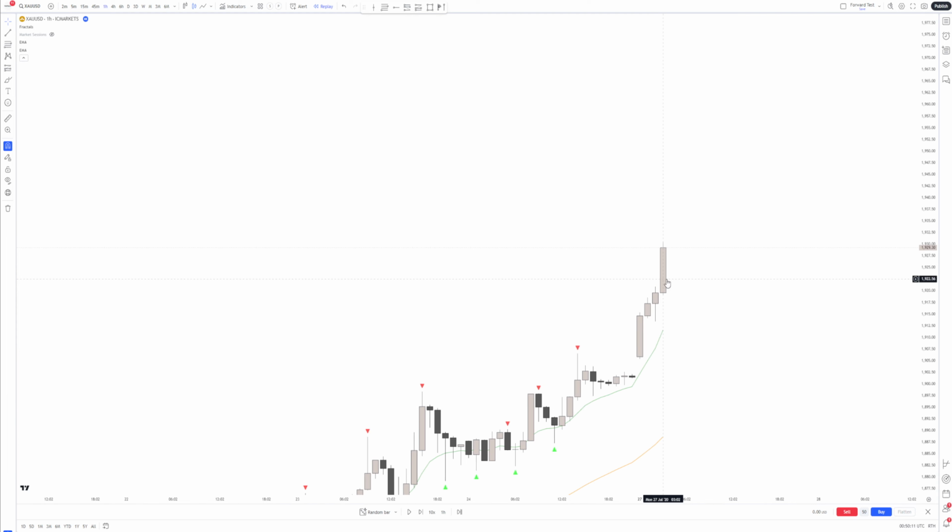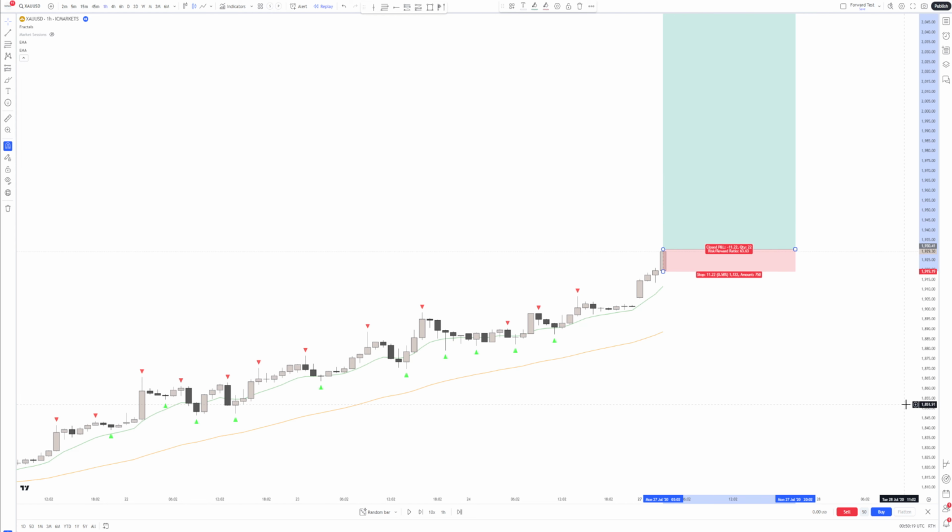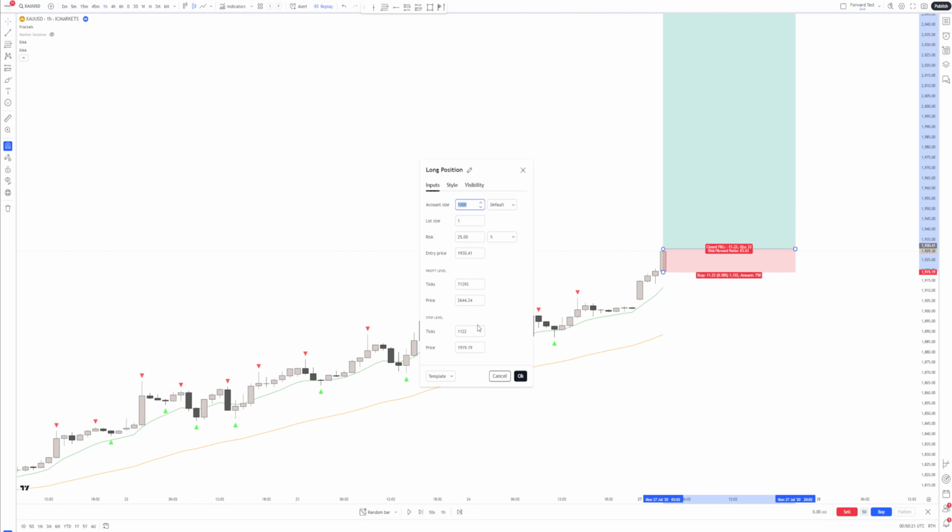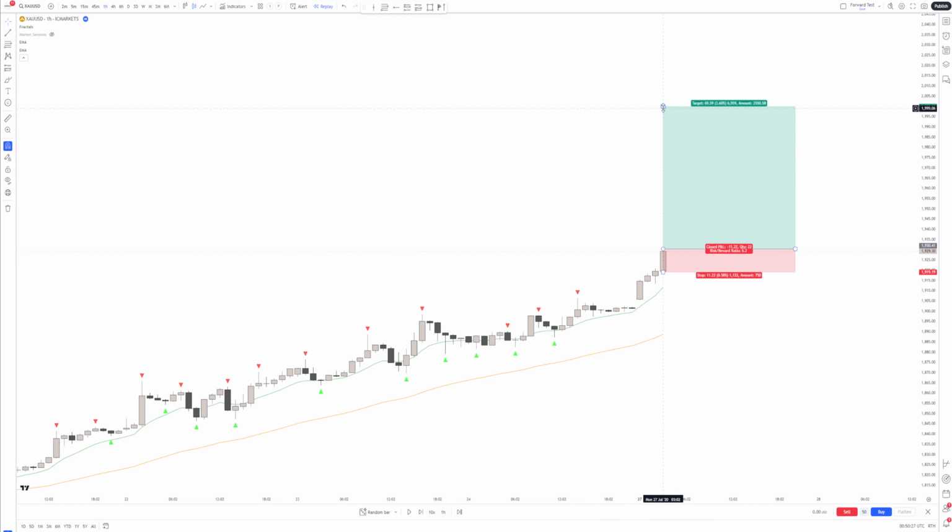And currently price is still moving to the upside. Can we get another trade towards the upside? Can it get higher or no? Let's have a look. And we are going to be doing a 2 to 1 again. Let's do another 2 to 1.